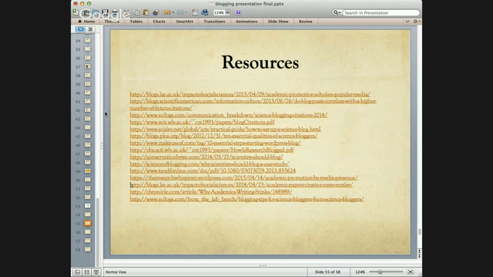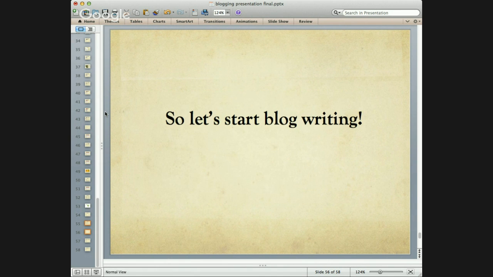A whole bunch of resources I will be sending to you via email, so don't worry about this, you will get all that. There's a lot of stuff out there on how to write blogs. Peruse that, tweet about it, let me know what you think about it. If there's more, hopefully you've been sharing that through the chat box today. So let's start blog writing.